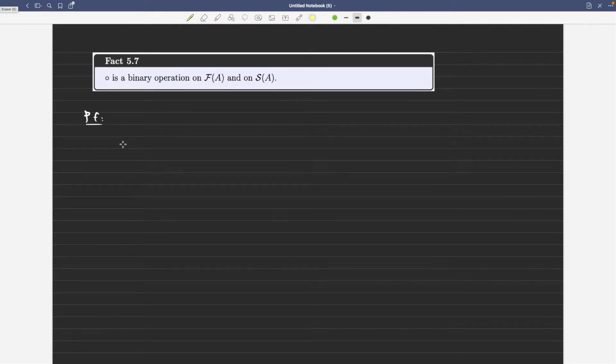We need to prove three things, right? We need to prove that if it's going to be a binary operation, then its domain would have to be all of F of A cross F of A. Its range would have to lie in F of A, and then it has to have the function property.